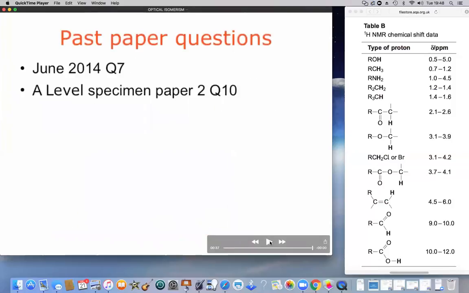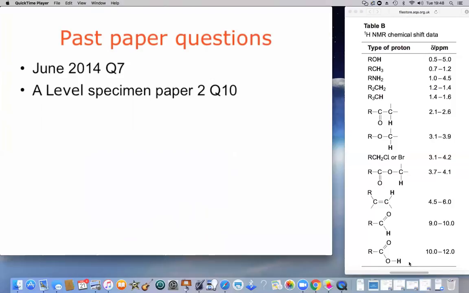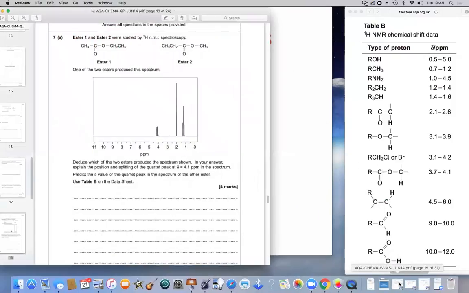Okay, so we're doing quite well for time, I think. So just to wrap things up, I thought I would throw a couple of questions at you, just to see whether you're comfortable with this and whether you've got the hang of it. So this is from June 2014. So it's on the old spec, but it's still quite a good question.